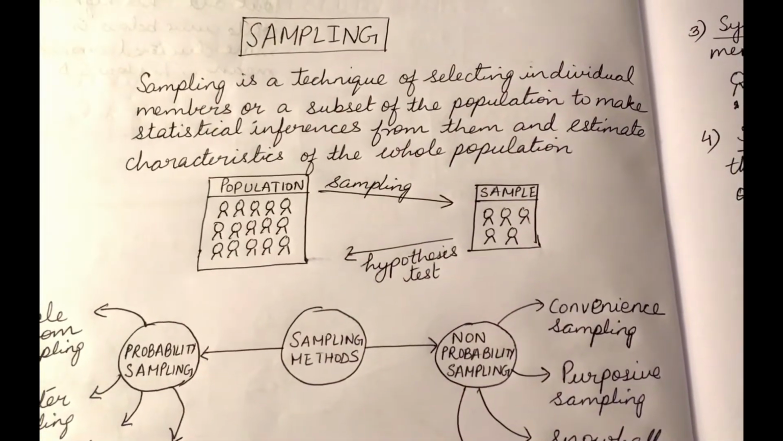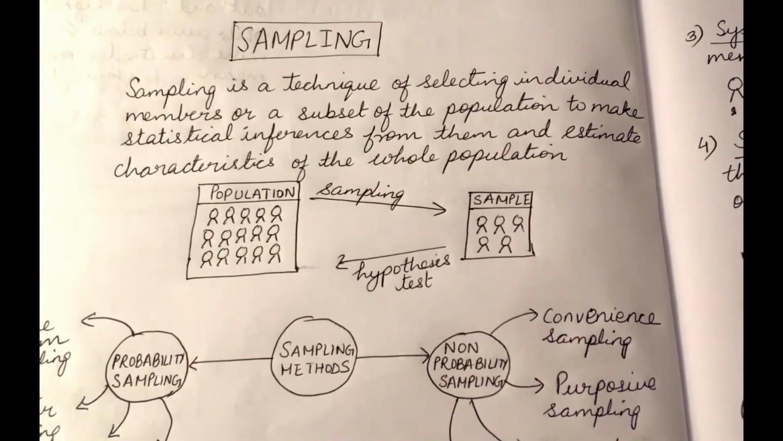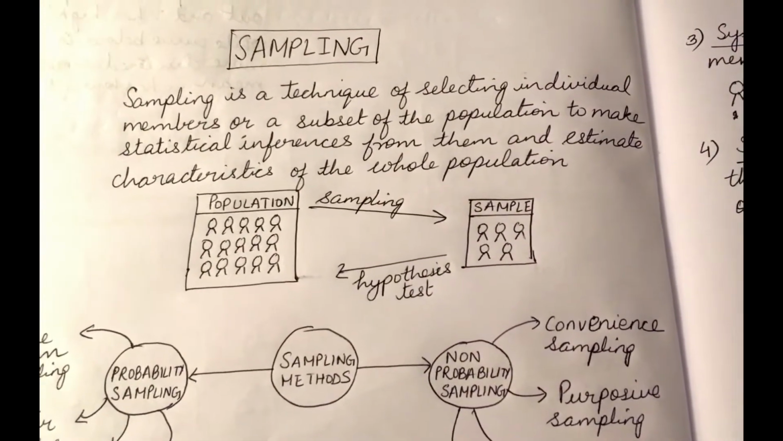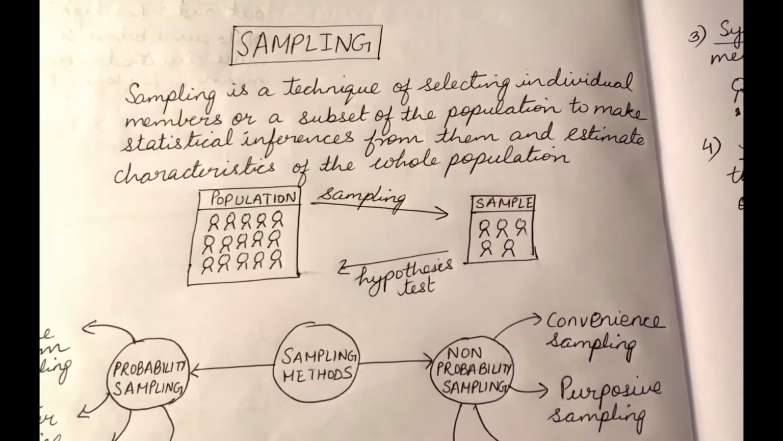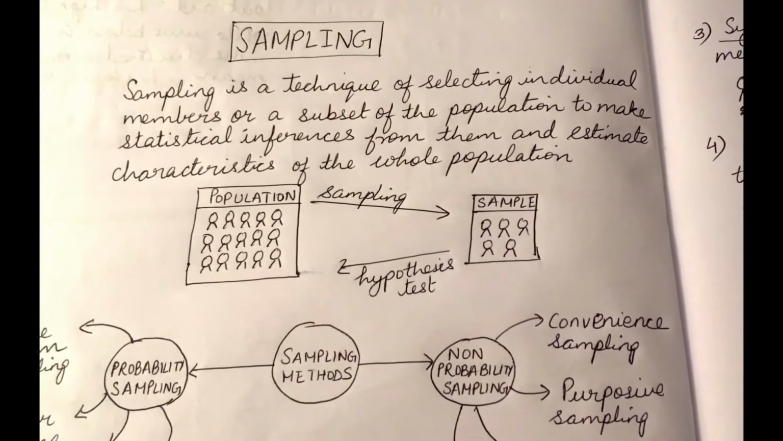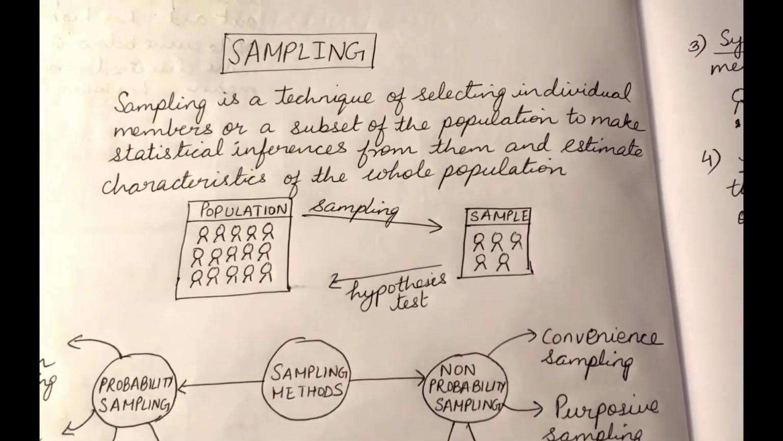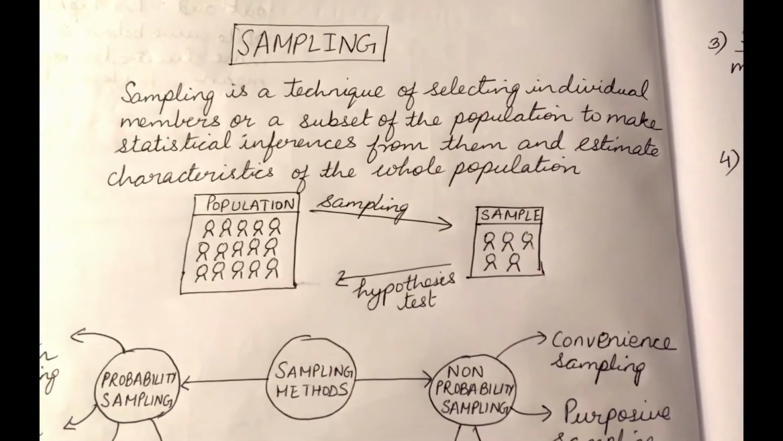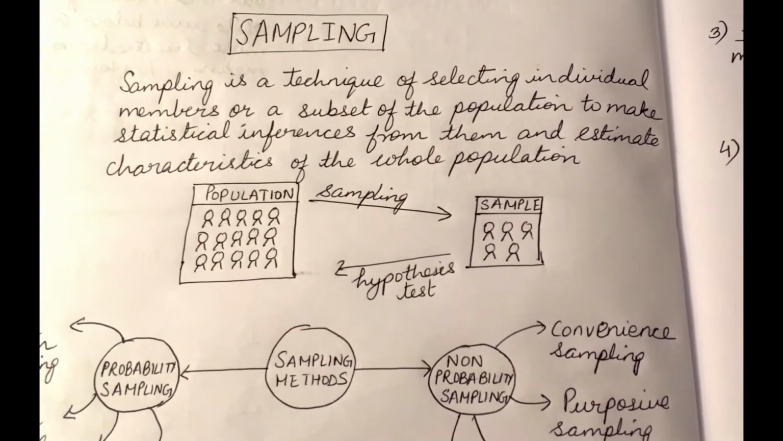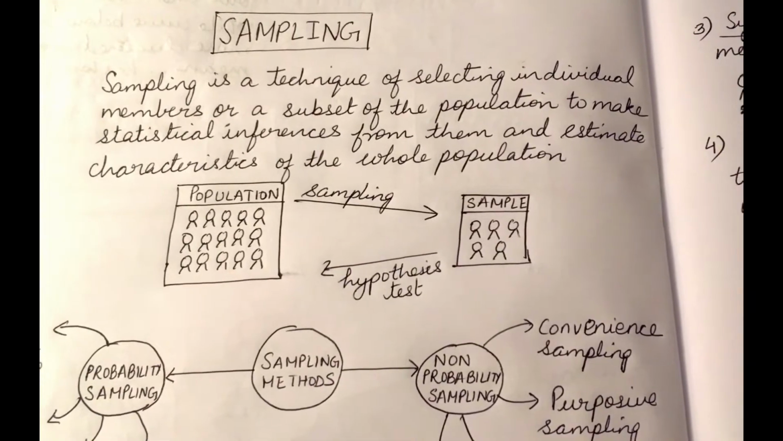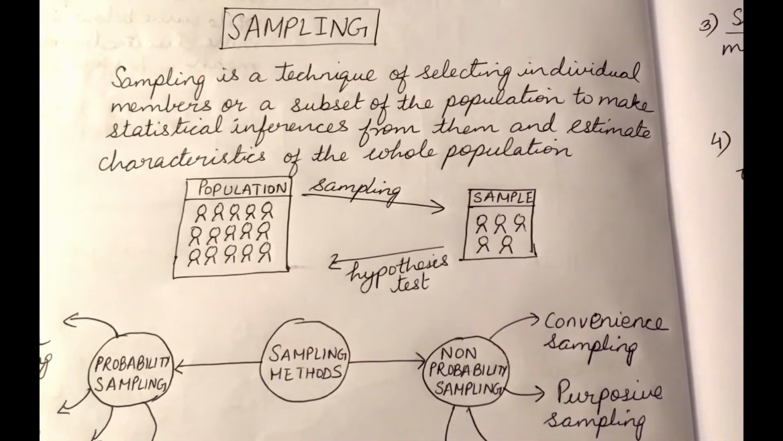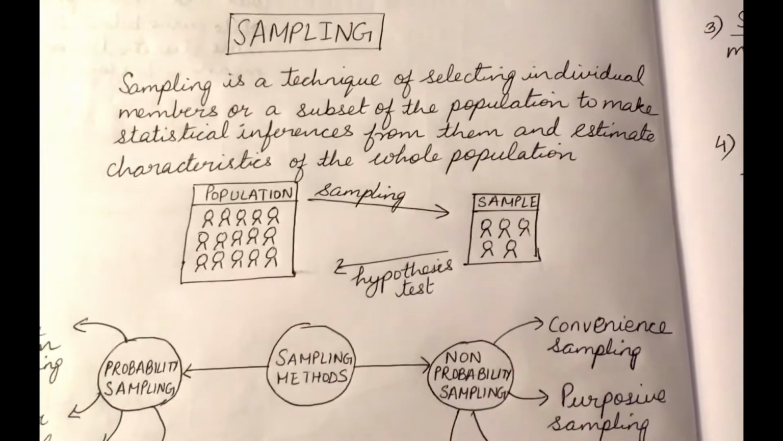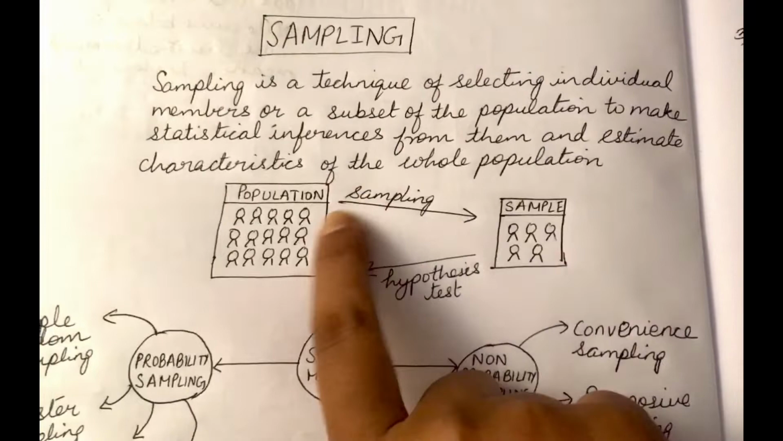Sampling is a technique used when you are doing your research. This process helps in selecting individual members or a subset of the population to make certain predictions through statistical inferences, or you draw a conclusion after doing the statistical inferences from them, and you estimate the characteristic for the whole population. So this is your population.